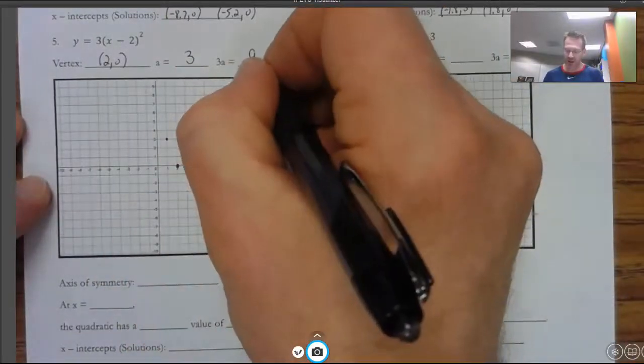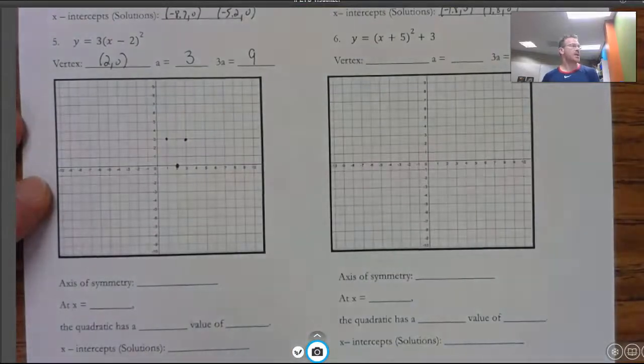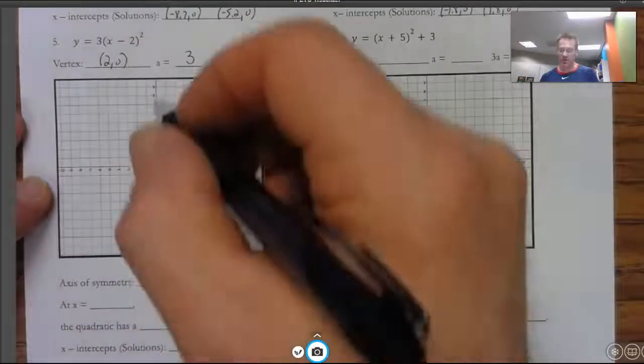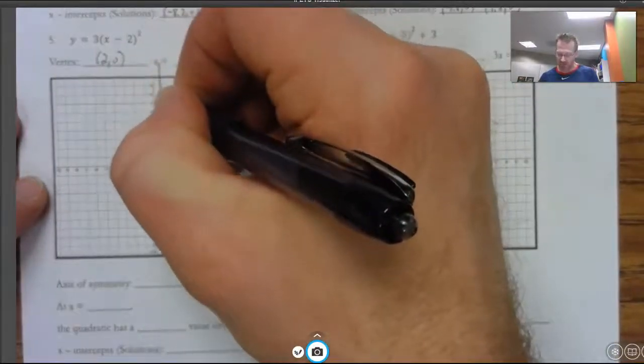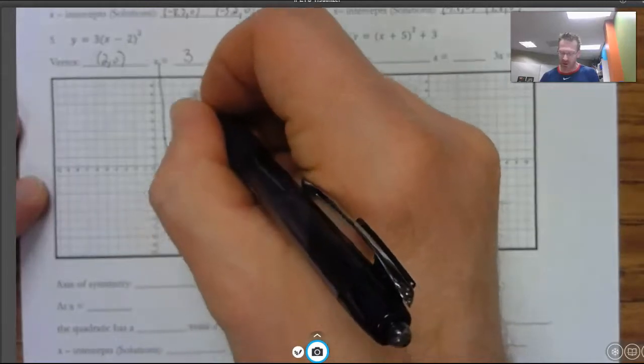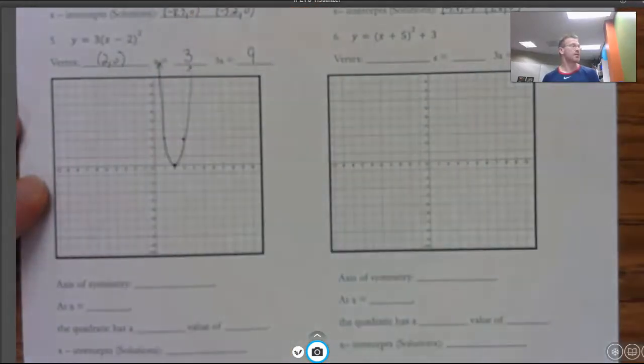And notice this time my 3a is 9. That's going to take me off my graph, and you can just estimate where that is. That just means it's going to be pretty steep. So if those 4th and 5th points fall off the graph, don't worry too much. We'll just estimate those like that.